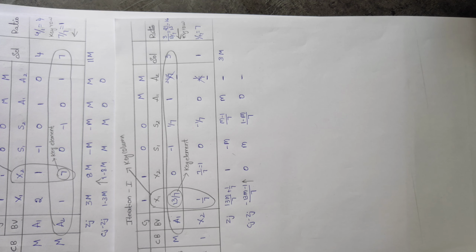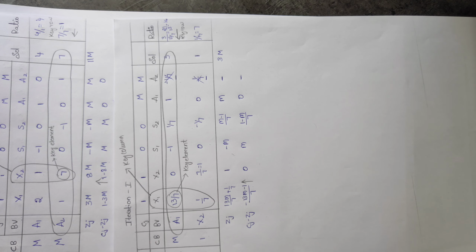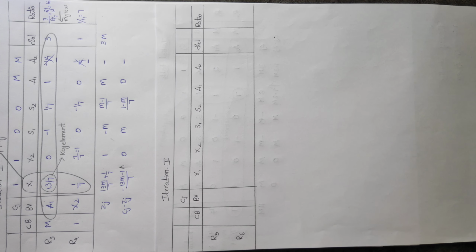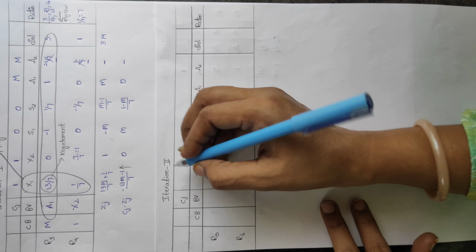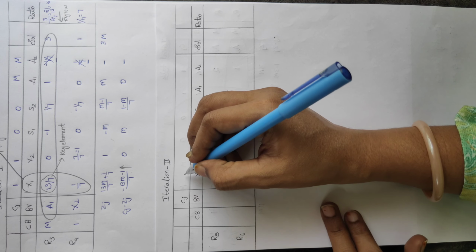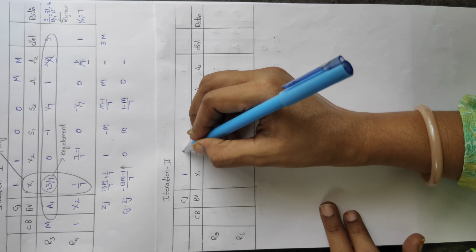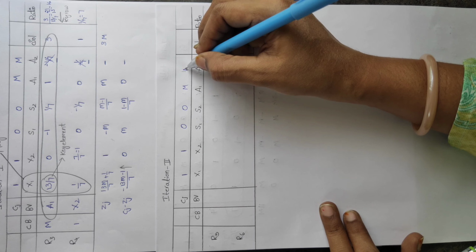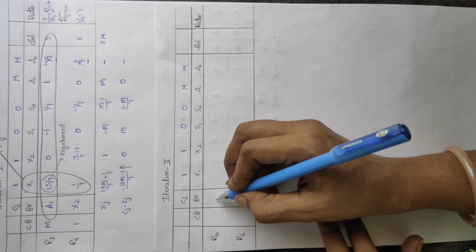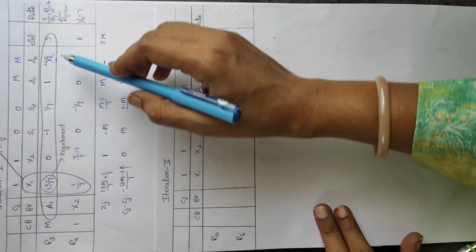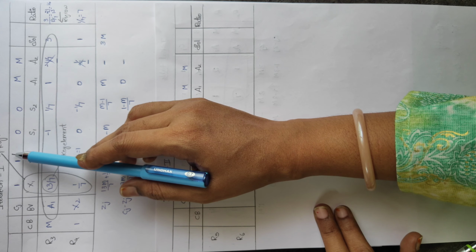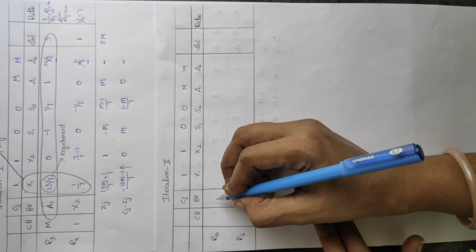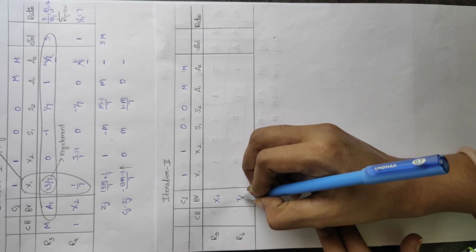And now we have to frame the iteration table 2. This is the second iteration table. We have to write the coefficient of basic variables. x1 is 1, x2 is 1, s1 is 0, s2 is 0, a1 is M and a2 is M. Here we need not write a1 because x1 is the entering variable and a1 is the leaving variable. That means x1 and x2.